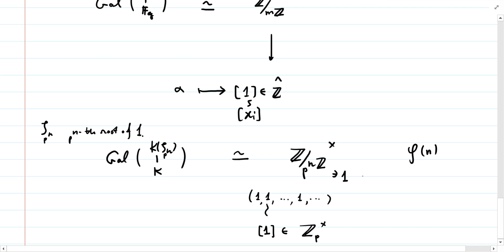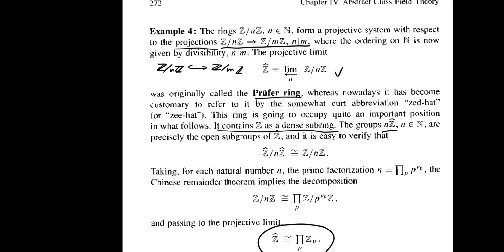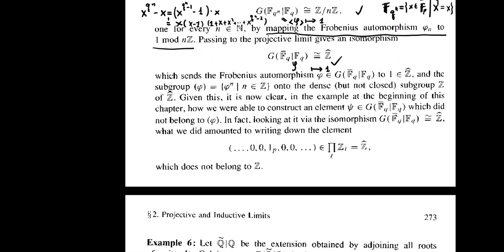It can be x_n in each position, but finally, by some relation, the x_n equal 1. There is this map, which sends the Frobenius automorphism to identity and the subgroup onto the dense subgroup Z.